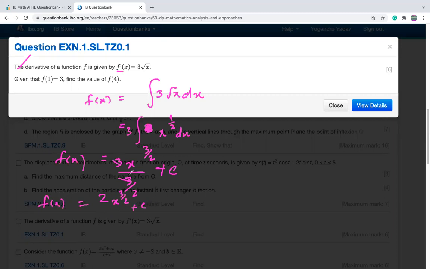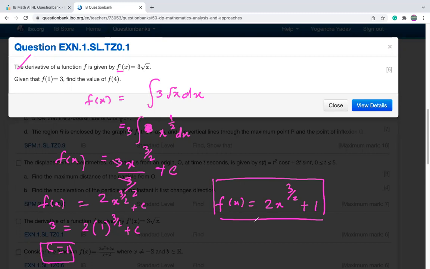Now if I plug in x as 1 and y as 3, I get 3 equals 2 times 1 to the power 3 by 2 plus c. So you'll get c as once again 1, because 1 to any power is 1 itself. So 3 minus 2, that's 1. So your f of x is basically 2x raised to 3 by 2 plus 1. That's the answer. If you wish to write it differently, I can rewrite the same function as 2 times square root x the whole cube plus 1. So that's the answer for this particular question.